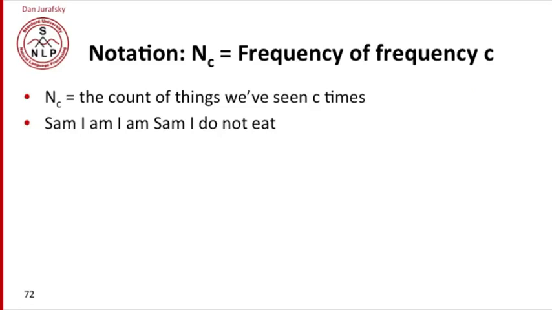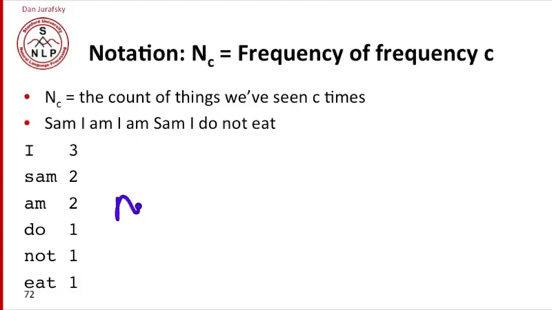So let's take a little sentence: Sam I am Sam I do not eat. And let's just look at the unigram counts in there. We have I occurring 3 times, Sam occurring twice, and am, do, not and eat occurring once each. So what is N sub 1? How many things occur one time? Well, here they are. There are 3 of them. 3 different word types occur one time. So N sub 1 is 3.